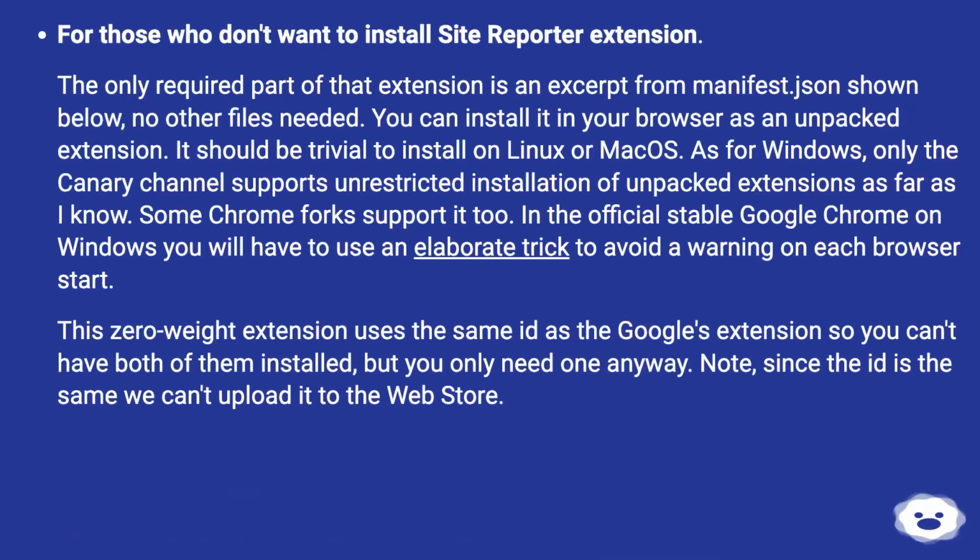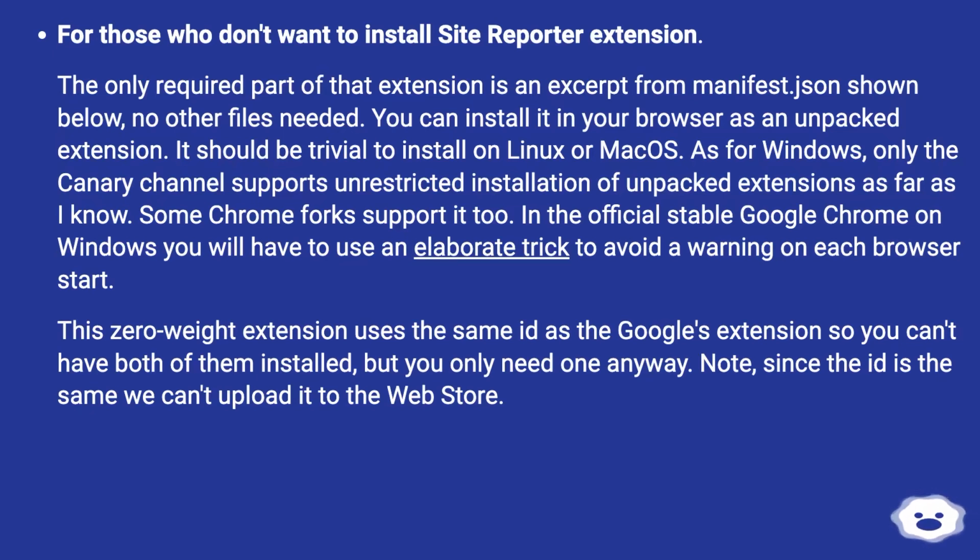For those who don't want to install the Site Reporter extension, the only required part of that extension is an excerpt from manifest.json, shown below, no other files needed. You can install it in your browser as an unpacked extension. It should be trivial to install on Linux or macOS. As for Windows, only the Canary channel supports unrestricted installation of unpacked extensions as far as I know. Some Chrome forks support it too.